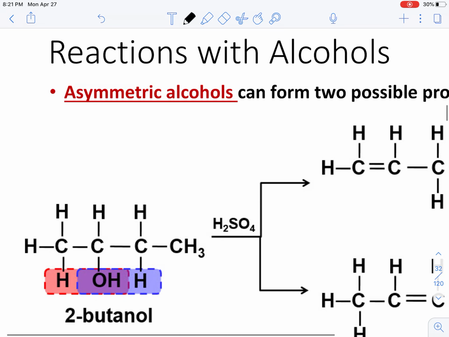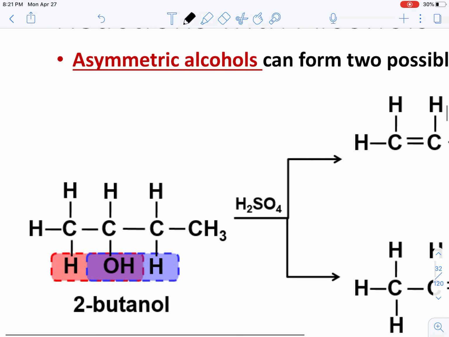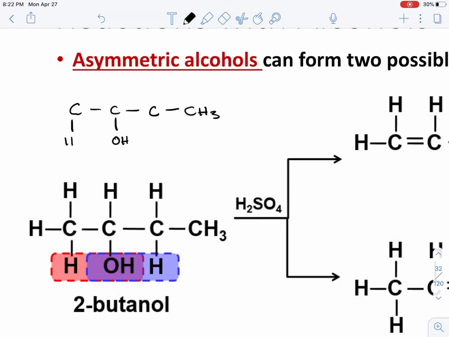Okay. So an example of an asymmetrical alcohol is 2-butanol. I'm just going to go ahead and rewrite this just to show the carbons and the main hydrogens that are involved. And we're going to understand why this is asymmetrical, first of all. It turns out that the alcohol is just right here, and we have a hydrogen, and we have another hydrogen. Oops.